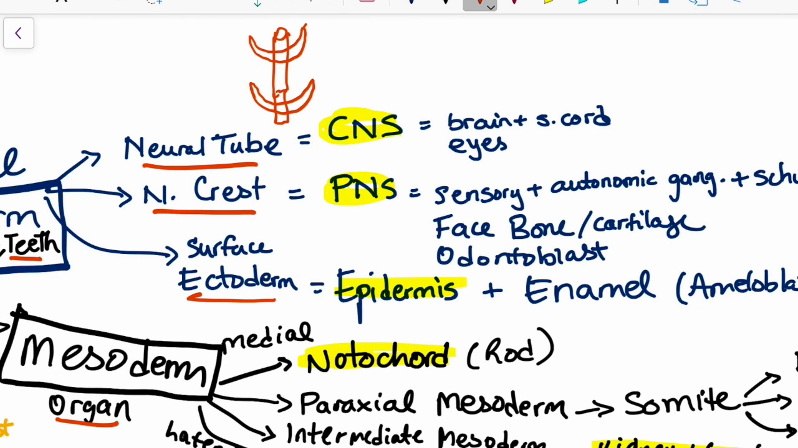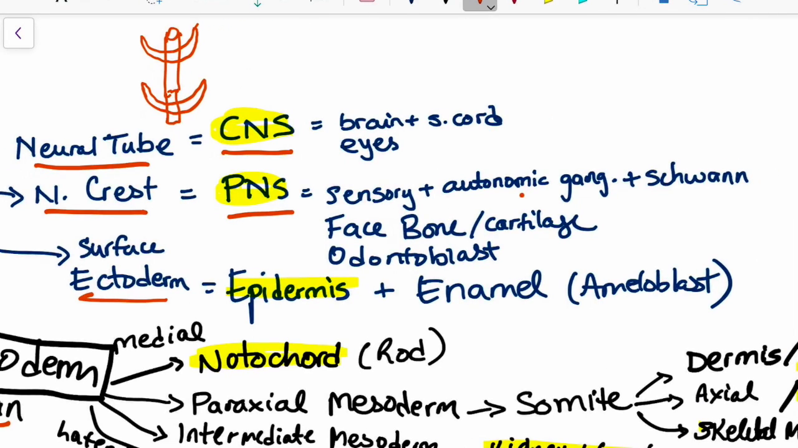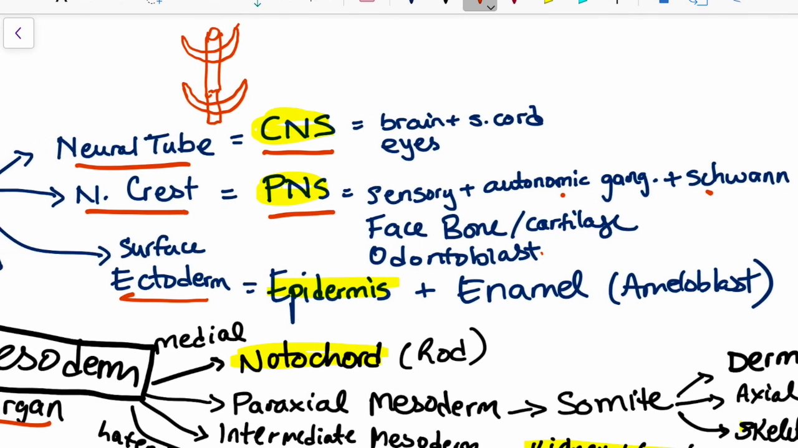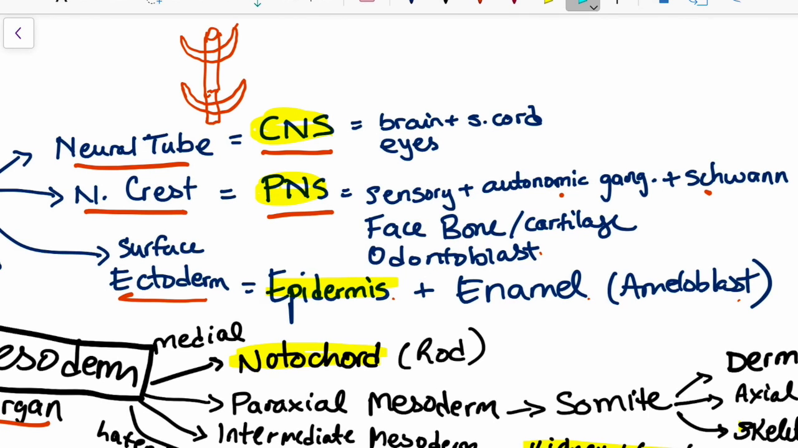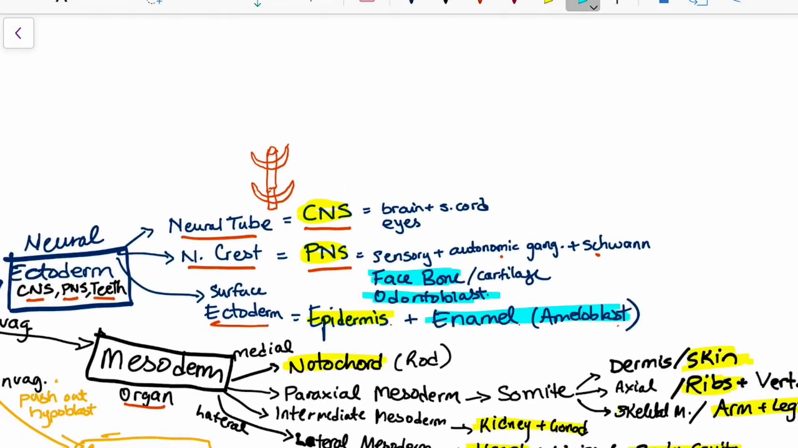Your neural tube is basically the central nervous system, so your brain, eyes, and spinal cord. Neural crest is your peripheral nervous system, your sensory organs, autonomic ganglia, Schwann cells, your face, bone, cartilage, and odontoblasts. Then your surface ectoderm is your epidermis, your enamel, your ameloblasts. So in dentistry, what's important here is our odontoblasts, and our enamel, ameloblasts, and the face bones. Most of the face component comes from the ectoderm.